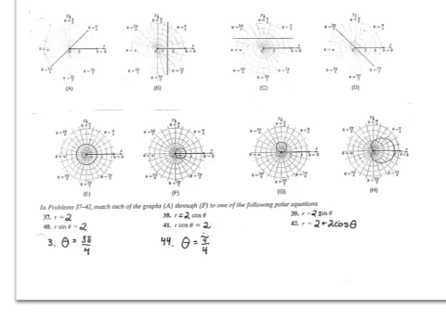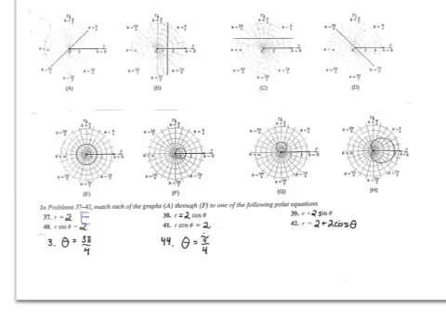So if we look at the first one, number 37, r equals 2. That is a circle with a radius of 2, centered at the origin. So it looks like that one would have to be choice E.